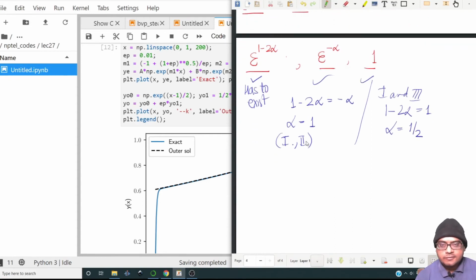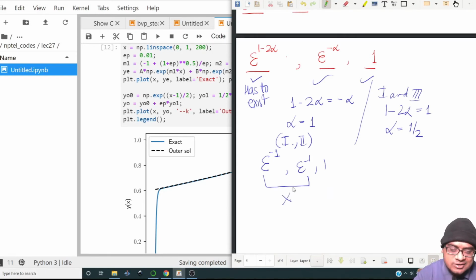Now if we go by alpha equal to 1, what do we have? The orders of magnitude will be epsilon raised to minus 1, epsilon raised to minus 1, and 1. These two terms are of the same order of magnitude, and they are larger than the third term, which is simply 1. So this is clearly the right choice, because the third term is the one being dropped. We need to keep the second order derivative as the dominant term.